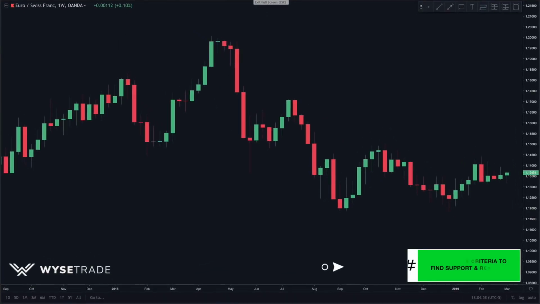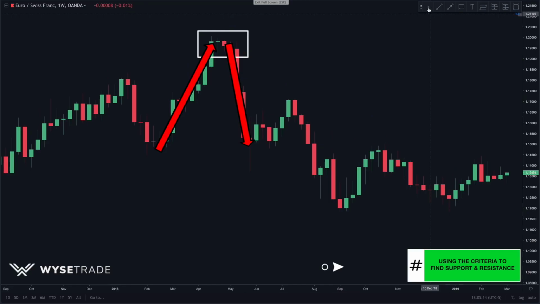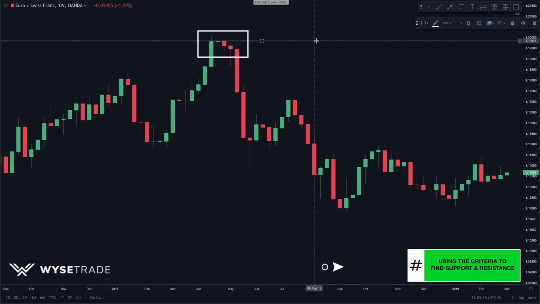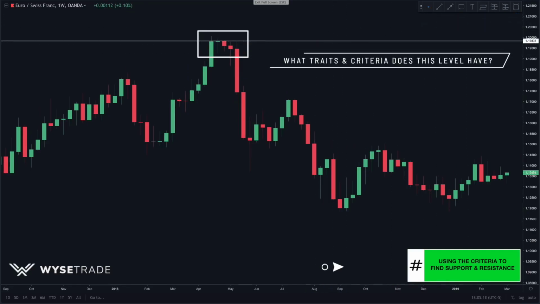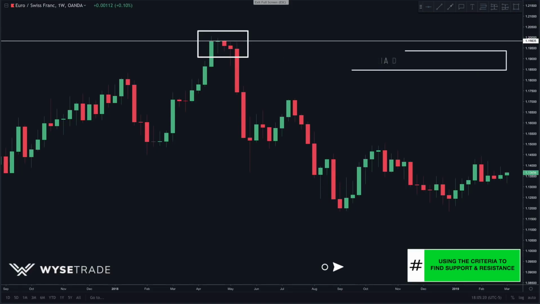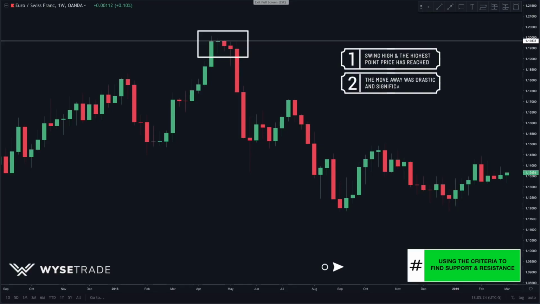Here's the Euro Swiss, and again, starting from the top, we notice this level here where price came up, hit and reversed from, so we draw it in. So again, what criteria does this level satisfy? 1, it is the extreme swing high. 2, the move away was drastic. And 3, the level is obvious.